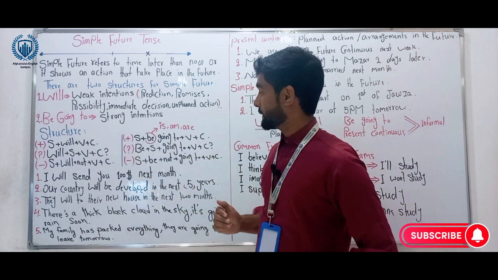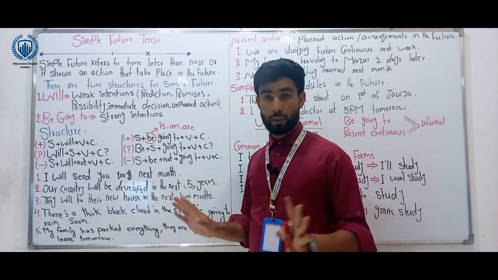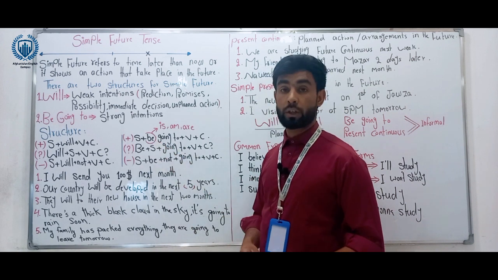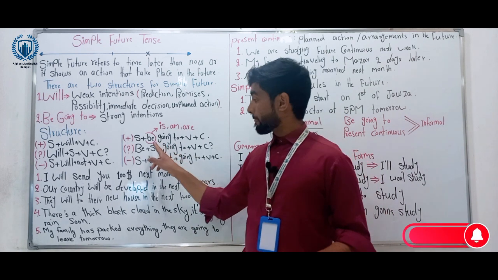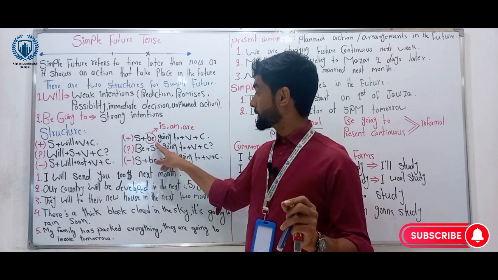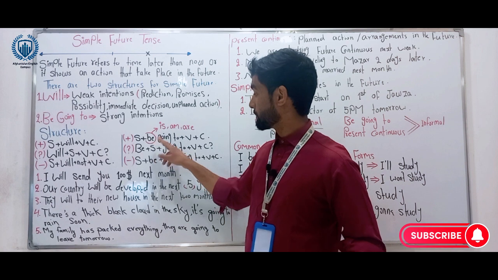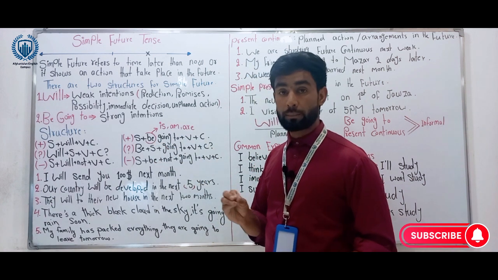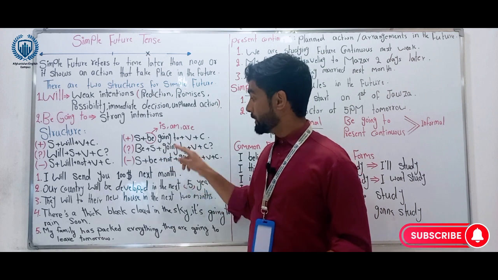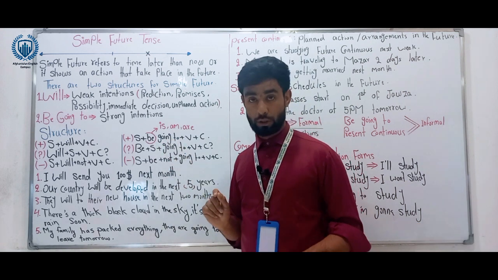Now it's the structure of be going to. In the structure of be going to, of course, we have the subject plus be going to. Be going to comes after the subject. The word be depends on the subject. If the subject is singular, we use is. If the subject is plural, we use are. And if the subject is I, we use am. Remember, in be going to, the word be depends on the subject.